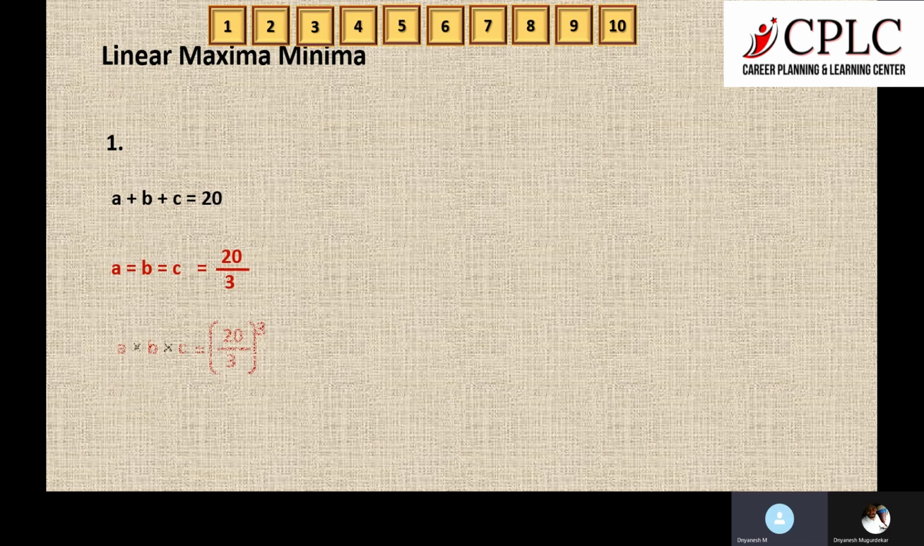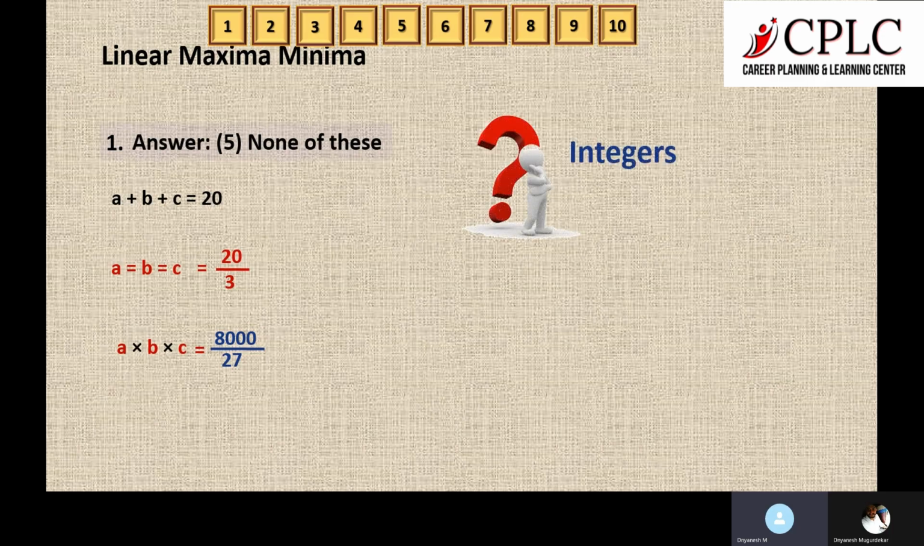So each number is 20 by 3, and the product of all three numbers ABC, which is 20 by 3 the whole cube, will be 8000 upon 27, which when you divide will be 296 point something. And if the question had said ABC have to be integers, then the biggest product of three numbers with sum 20 is 7, 7, 6, which is 294, and 296 is definitely more than 294. We'll have to stick with this answer, and so the answer is not 294.